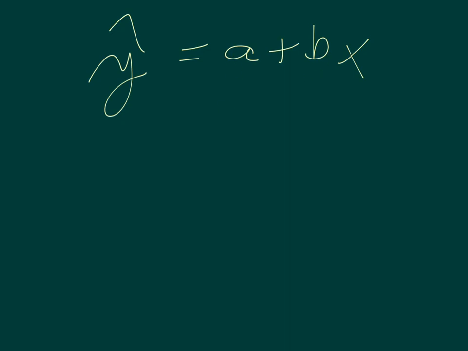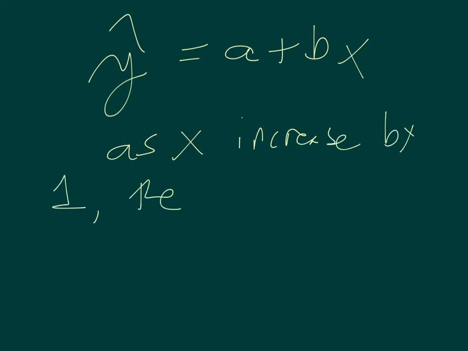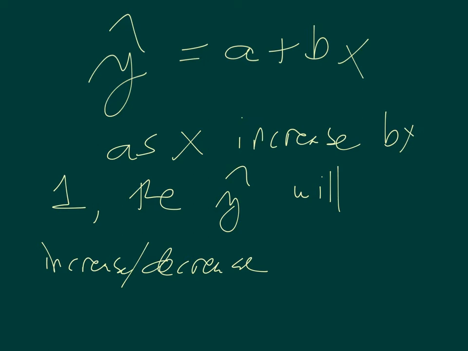So b, the slope, really is, as x increases by 1, the y hat value will increase or decrease, depending on what b is. If b is positive, it increases. If b is negative, it decreases. So the y hat value will increase or decrease by b. So if b is 2, for every 1 that x goes up, the y hat goes up by 2. If b is negative 0.7, then for every 1 value that x goes up, the y hat value goes down by 0.7. Of course, every time I do a problem, I'm never going to talk about it that generic and that general. Always have to have context.